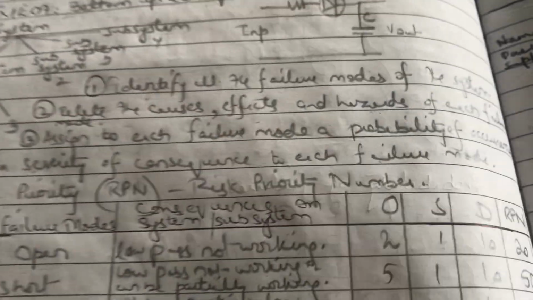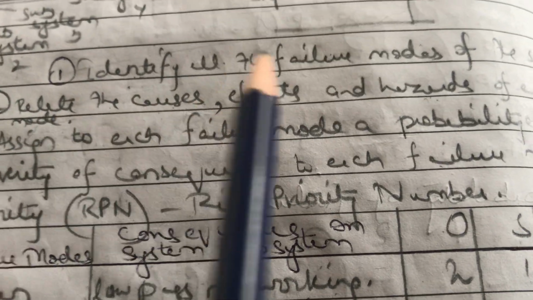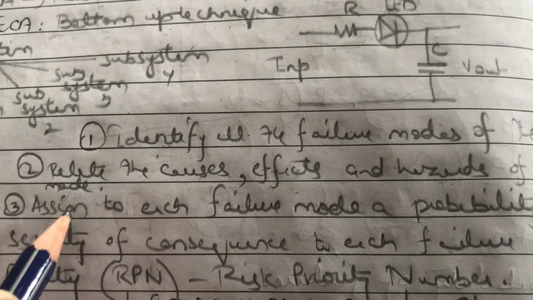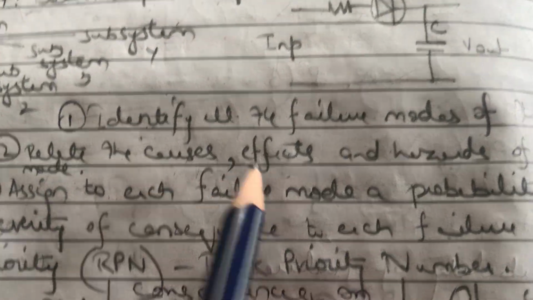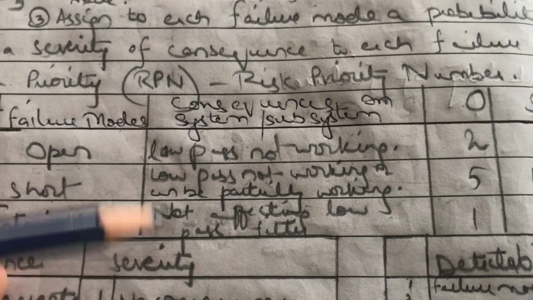Got it? So what we have done till now is relate the causes, effects and hazards of each failure mode. We have done the causes and effects on our system. That is done.